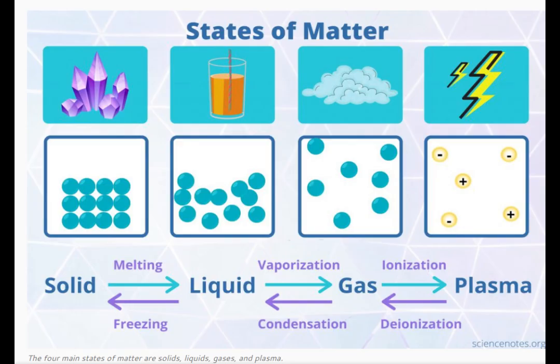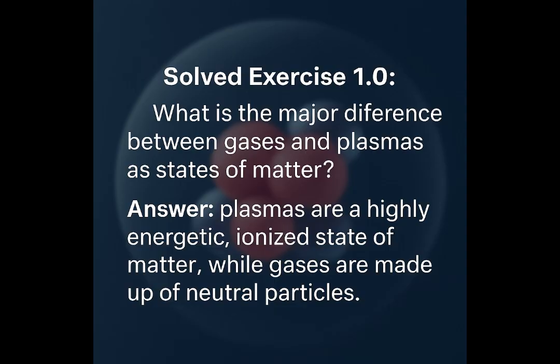Helium, He, used in balloons and cryogenics. Natural gas, a mixture of hydrocarbons from C1, C2, C3, C4 to C5 plus. Solved exercise 1.0.